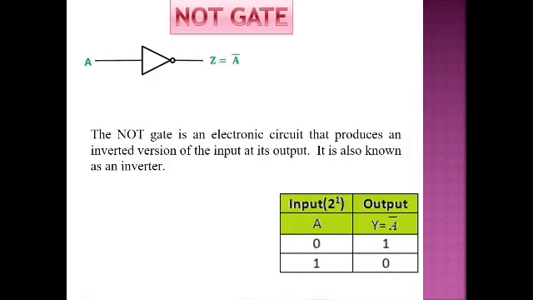So first of all, we are dealing with NOT gate. We can see the symbol of the NOT gate in the slide. It's an electronic circuit that produces an inverted version of the input at its output. From the truth table, it can be seen that if the input is 0, the output is just the complement of 0, that is 1. And if the input is 1, the output is just the complement, 0.